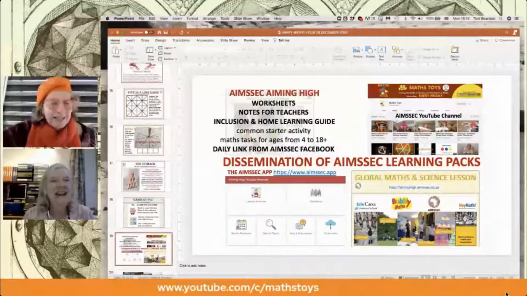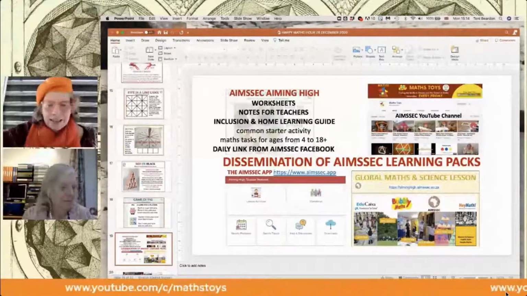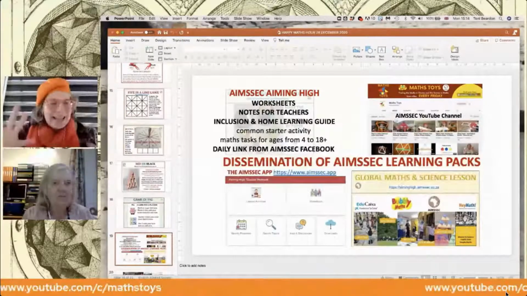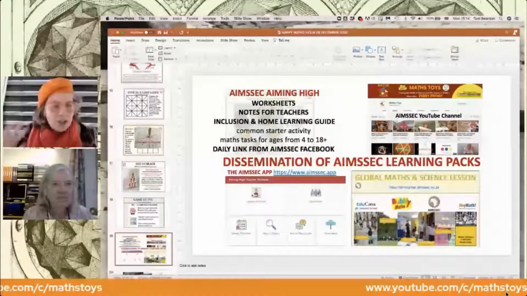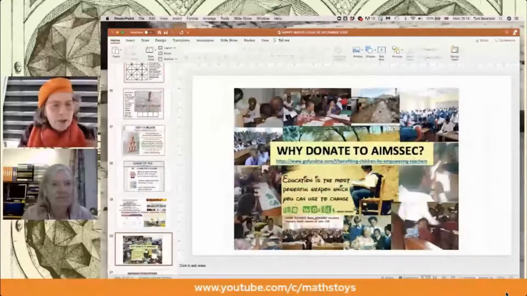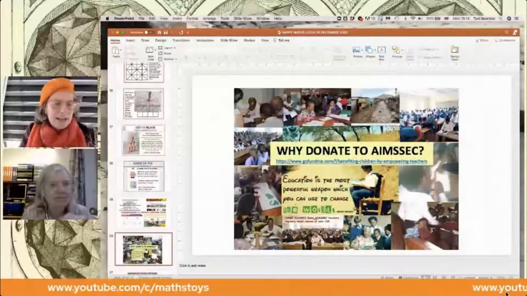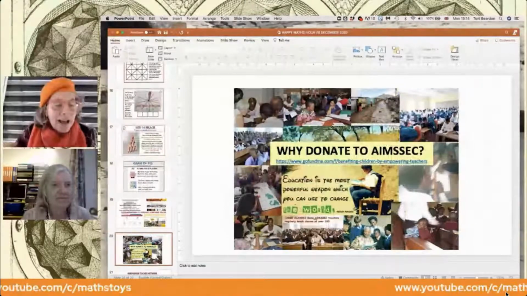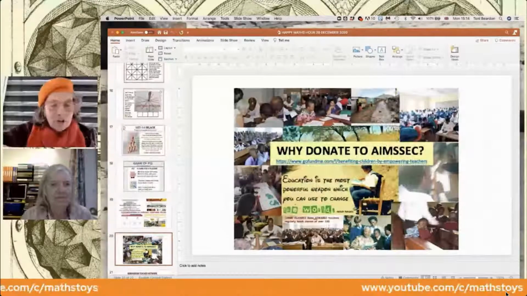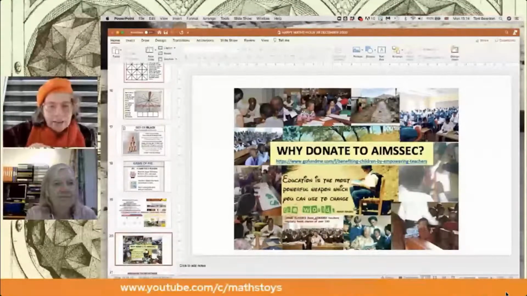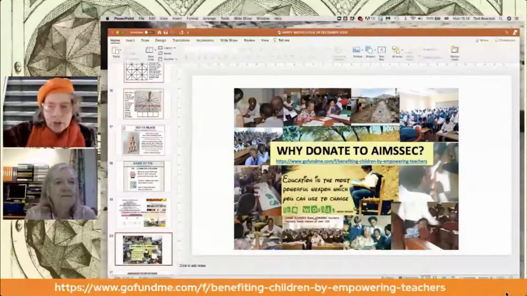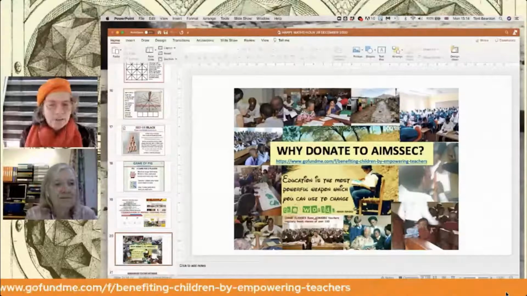Yes, and it is the way to go. If you're worried about maths, you've got children who are struggling with it, you don't know what to do, play these games. These activities are a lifesaver, so please do use them.